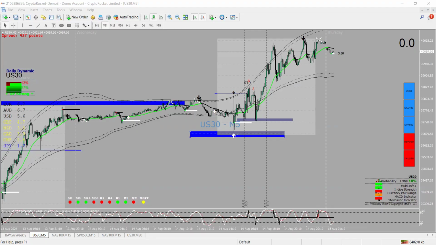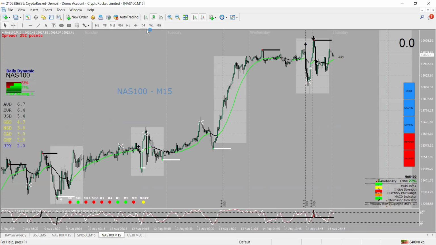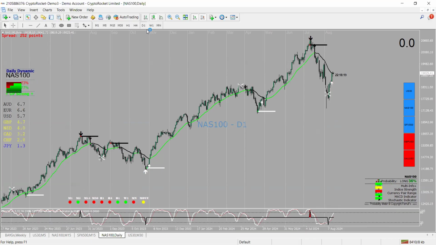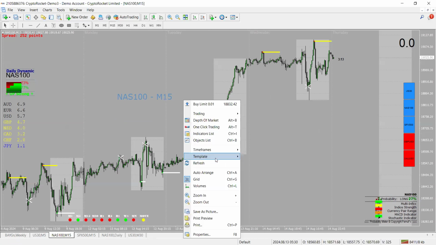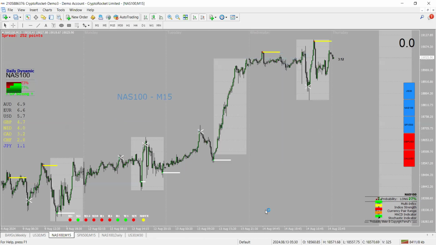All right, so let's look at NAS. NAS is very similar. Let's look at NAS on the naked chart.